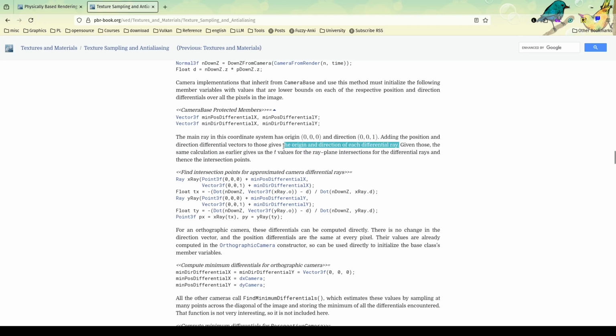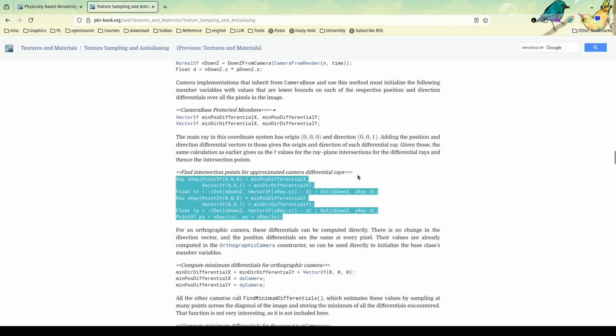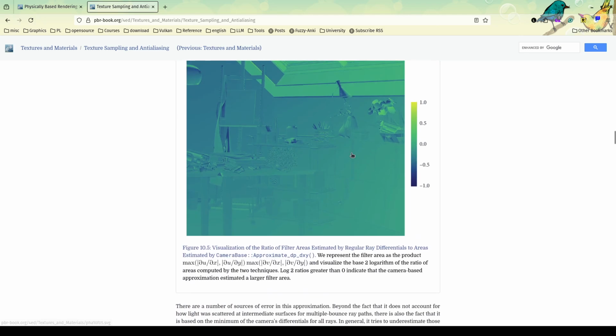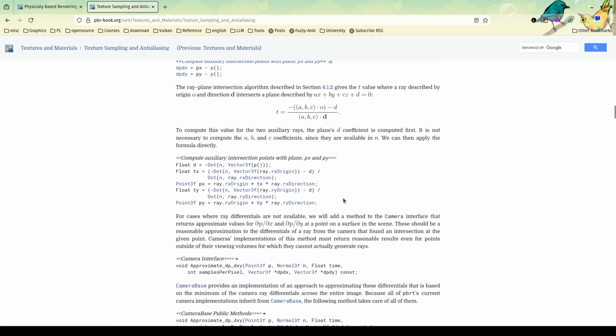Given those, the same calculation as earlier gives us the t-value for the ray-plane intersection for the differential rays, and then the intersection point. And it's the same as this.